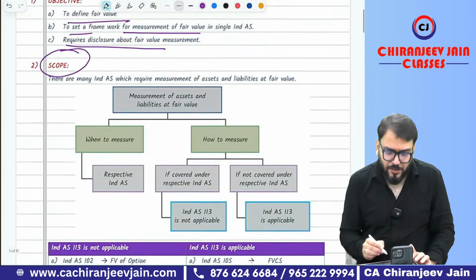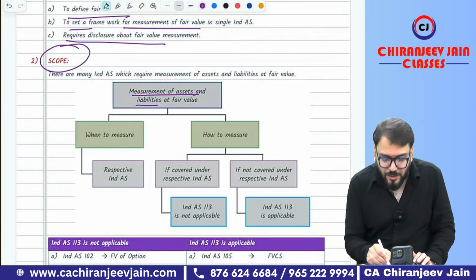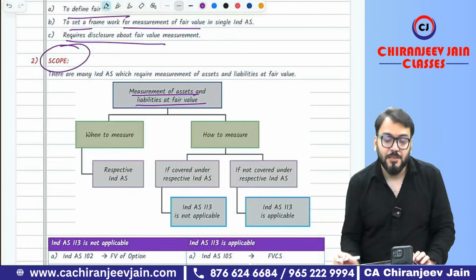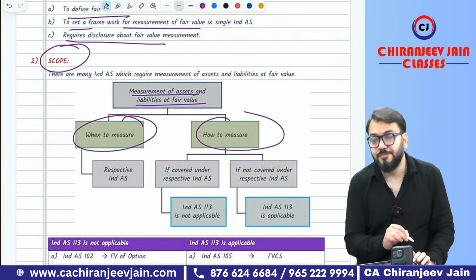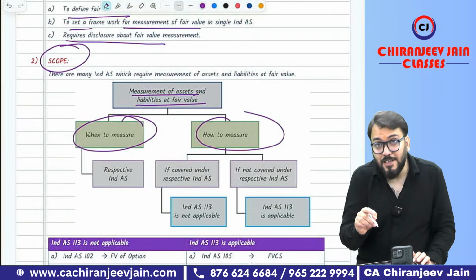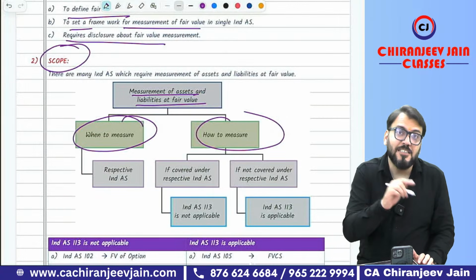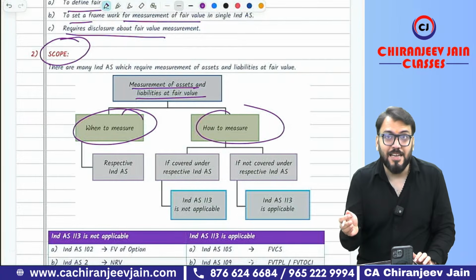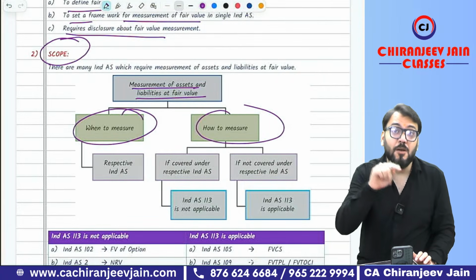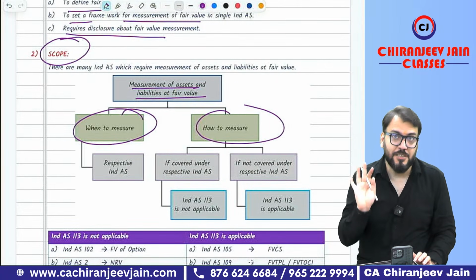Scope, just try to understand. Whenever we measure assets and liabilities at fair value, there are 2 points: when to measure and how to measure. What is the date of measurement? That is given in the respective Ind AS. For example, in Ind AS 103, we need to measure identifiable assets and NCI at fair value, so that is on the date of acquisition, as given under Ind AS 103.